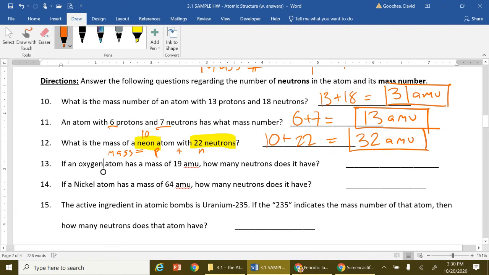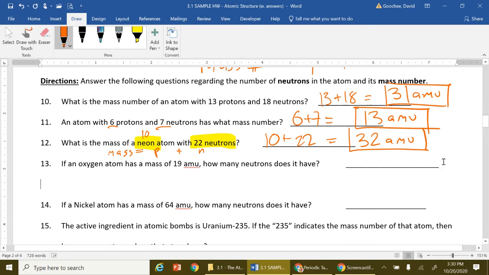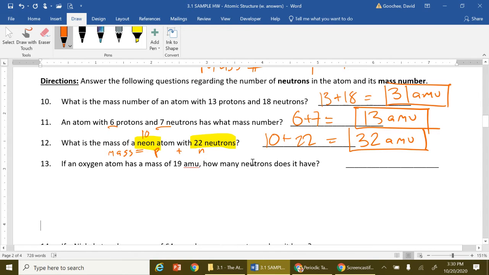Another one. An oxygen atom has a mass of 19 AMU. How many neutrons does it have? Now this one's tricky. In fact, let me press enter here and give myself a bit more space to talk about this one, okay? So the mass number of an atom equals the protons plus the neutrons.